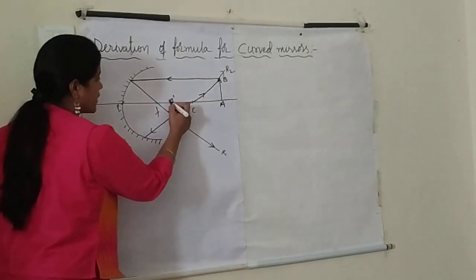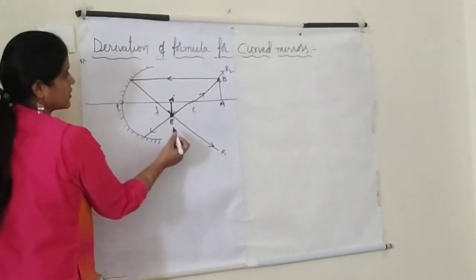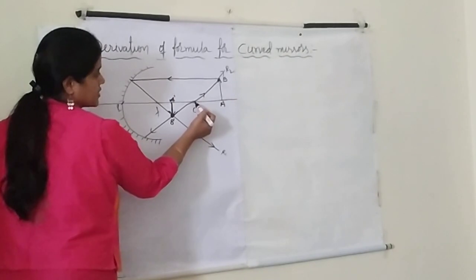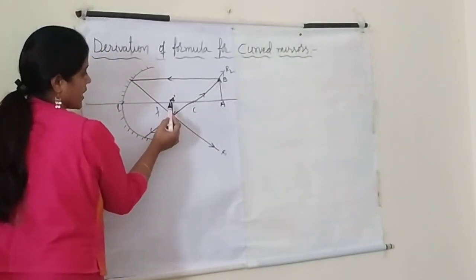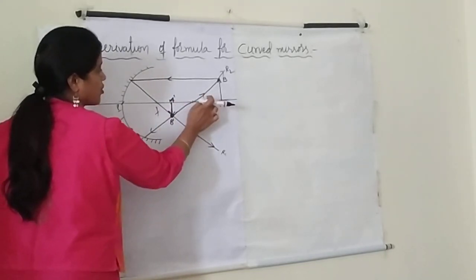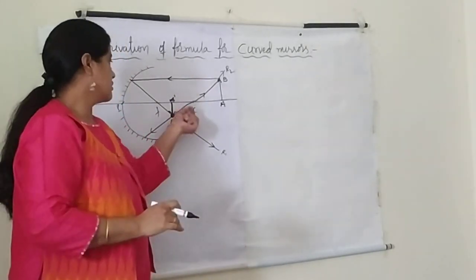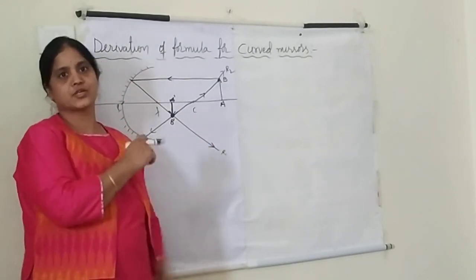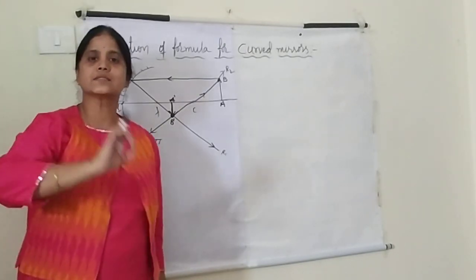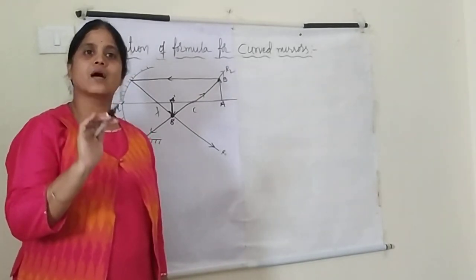Now, if you observe this diagram, you will get 2 triangles. What are they? Triangle A, B, C, and another triangle A dash, B dash, C. These 2 triangles are known as similar triangles. Already in 8th and 9th you learned what similar triangles are. When 2 triangles are similar, the ratios of the corresponding sides are equal.